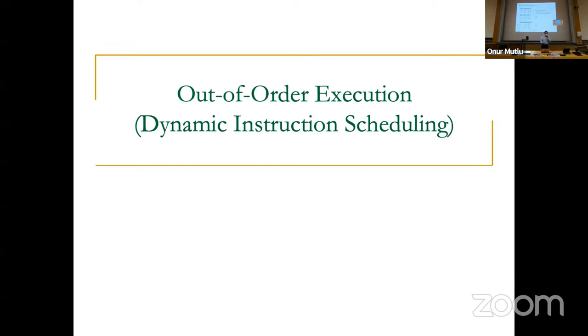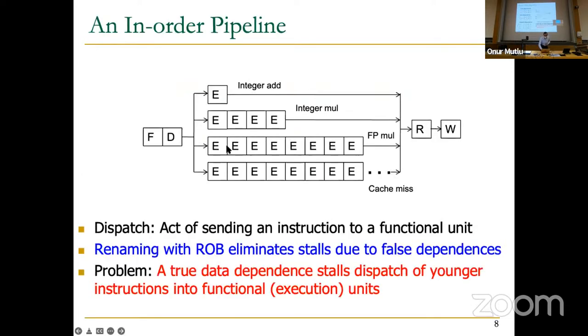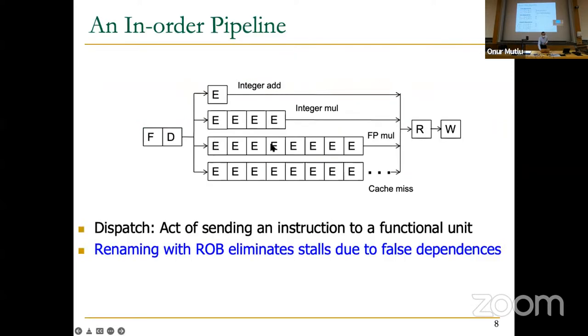Out of order execution is also called dynamic instruction scheduling. If you think about compile time instruction scheduling, it's static. It's before the program is executing. Of course, you can have a binary compiler that does dynamic scheduling, but it's not like the hardware. Hardware is doing the scheduling every cycle in this particular case. Essentially, this is our in-order pipeline that we discussed. Let me clarify the name dispatch. Dispatch is really the act of sending an instruction to a functional unit.